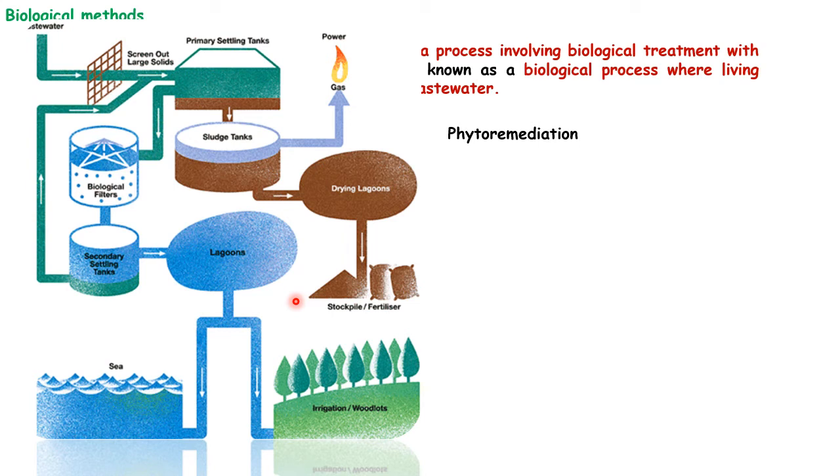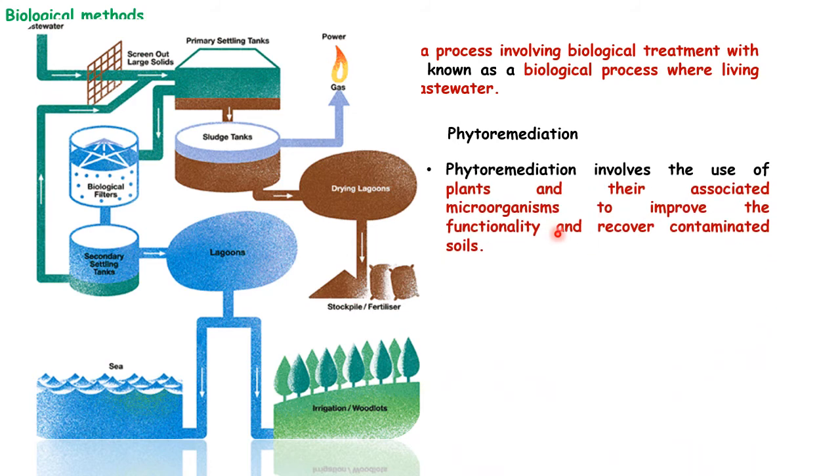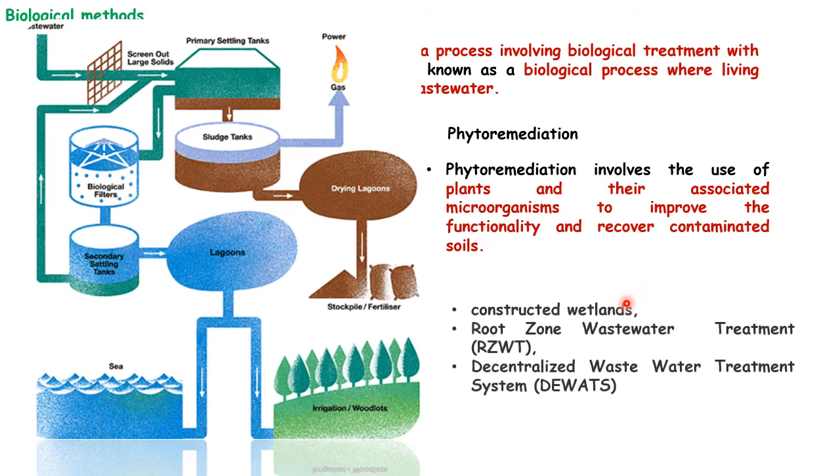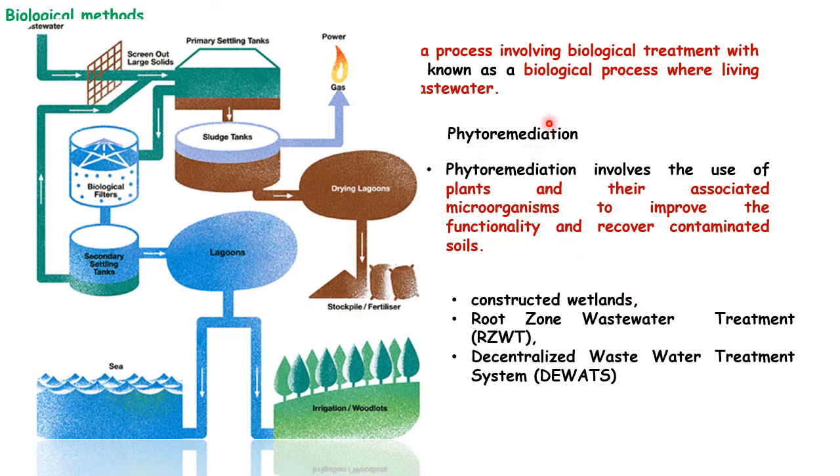And we also have phytoremediation in biological treatment. In simple terms, we use plants and microorganisms to improve the functionality, as well as to recover contaminated soils or water. There are different places where people use different plants and microorganisms in the pond, and those plants and microorganisms will take off the impurities, then the water will be used.